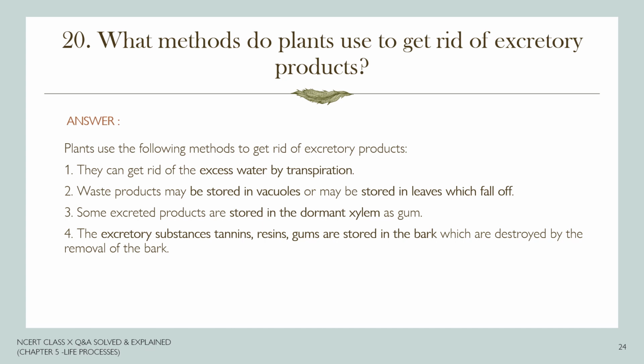What methods do plants use to get rid of excretory products? The first one is transpiration, through which it gets rid of excess water. Then some of the waste products are stored in vacuoles. Sometimes they are stored in the leaves. So when the leaves fall, the excretory product is lost. Sometimes it is stored in the xylem in the form of gums. Sometimes they are stored in the bark in the form of tannins, resins, and gums. And once the bark is removed, the excretory product is also removed.